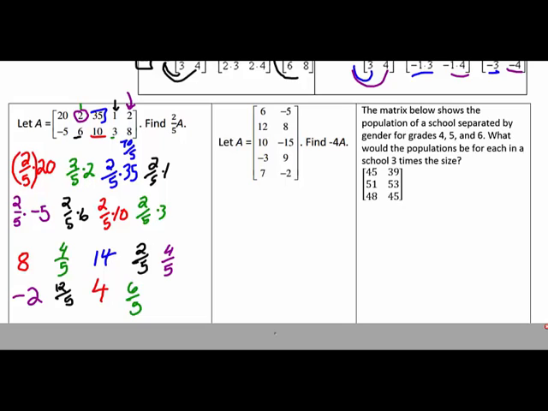And last but not least, 8. 2/5 times 8. 2 times 8, 8 and 8 is 16. Doesn't divide by 5 evenly, so let's just leave it as a fraction. 16 divided by 5. Now, if you did put those in decimals, it would be correct. There's nothing wrong with that.